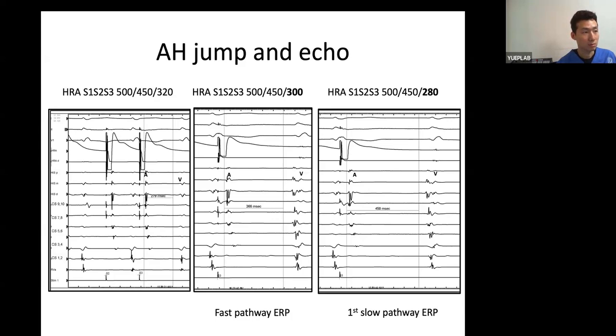Okay? And also, when you see junctional rhythm, or suspect junctional rhythm, just pace and make sure that your fast pathway is intact. That's a safety guarantee that you have no heart block. Okay?